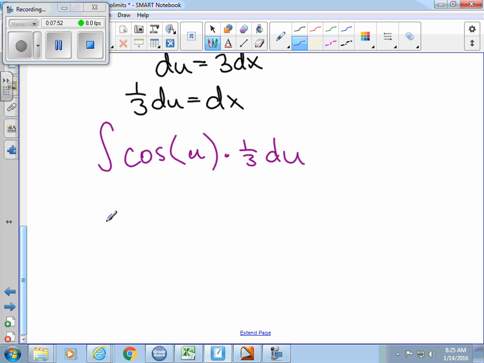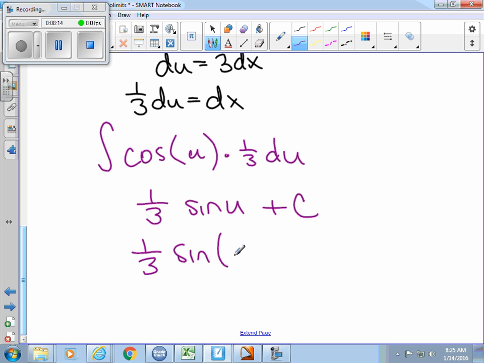I'm going to do the antiderivative. This is just a constant, right? So it just hangs out in front. What is the antiderivative of cosine? Sine of u plus c. But I didn't really want u's. I was just using u's to help my brain. What was u? Oh, wait, 3x minus 2. And so I get 1/3 sine of 3x minus 2 plus c.